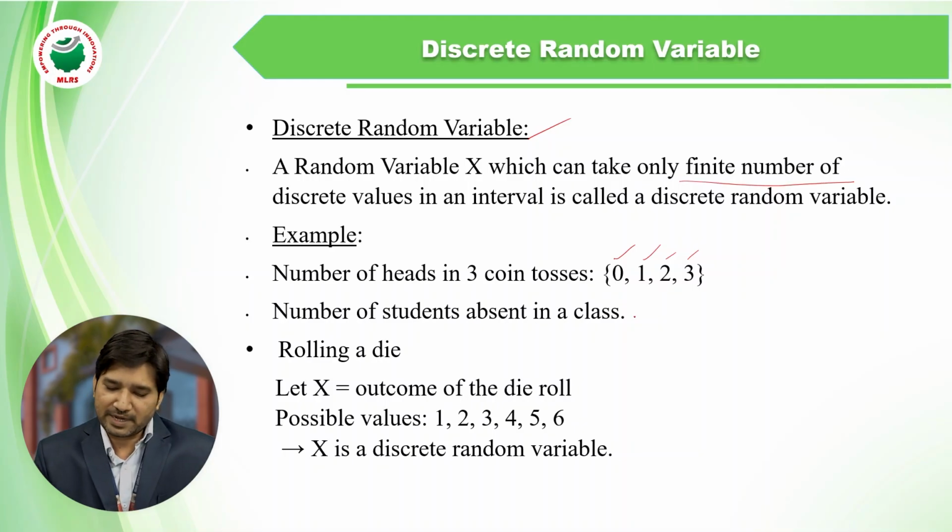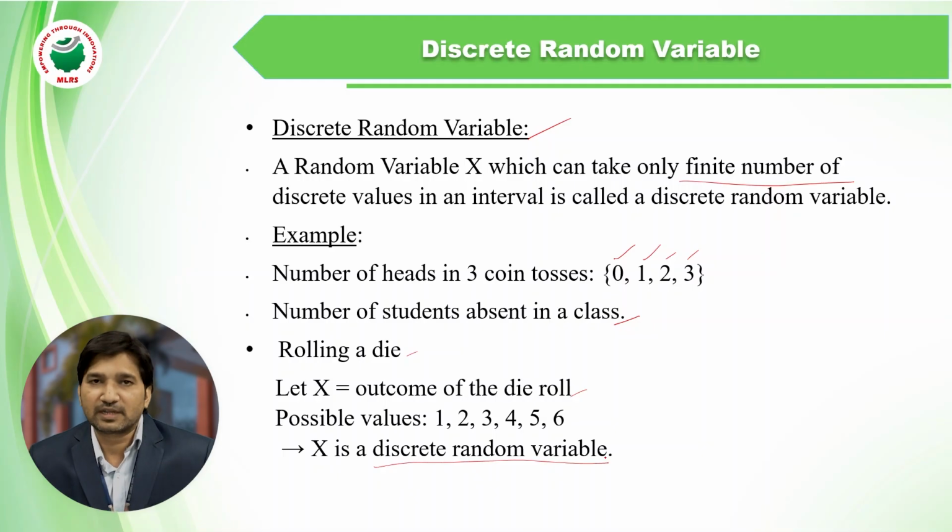Another example: the number of students absent in a class. Generally, the number absent in a class is 3, 5, or 10, like this. These are numerical values. If you are rolling a die, let X equal the outcome of the die roll. We can take it as the random variable X. The possible values are 1, 2, 3, 4, 5, 6. These are numerical values, so here X is a discrete random variable. These are examples of discrete random variables. All our values are finite values. That is a discrete random variable.